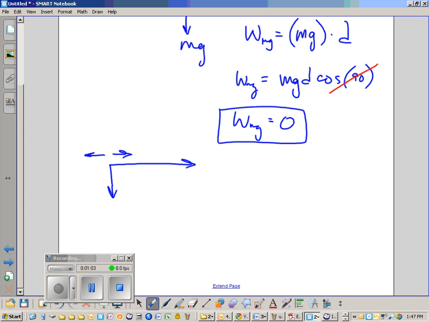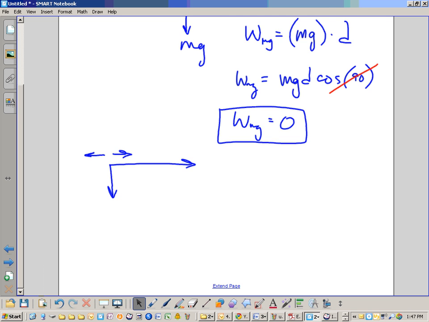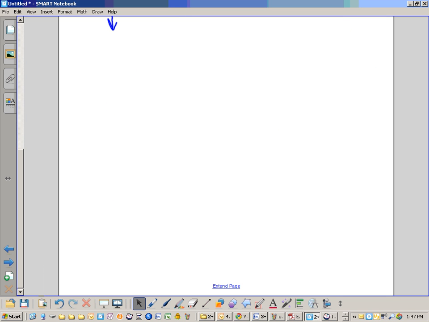All right? So now we'll go to question number 4. And that is, what is the coefficient of friction between the stuffed monkey and the surface on which it slides?